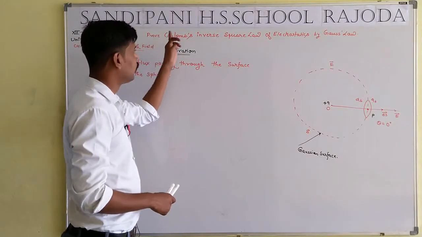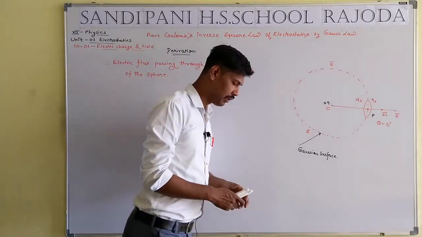Students, second part of the derivation. Again I repeat, prove Coulomb's inverse square law. What is the meaning of Coulomb's inverse square law?